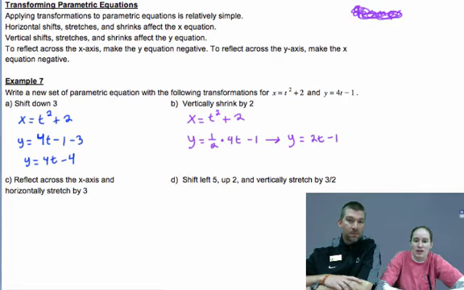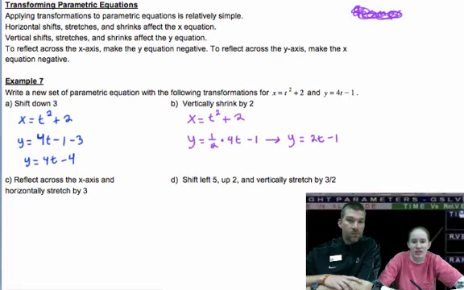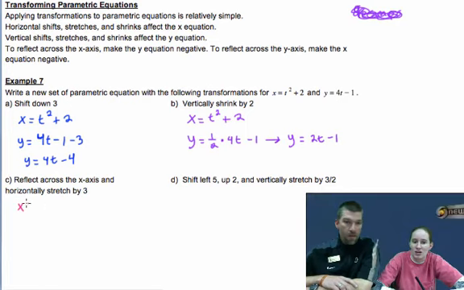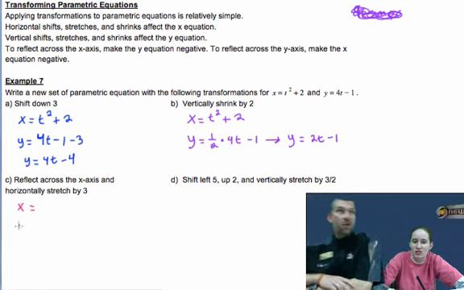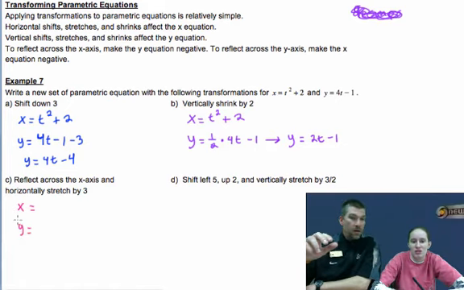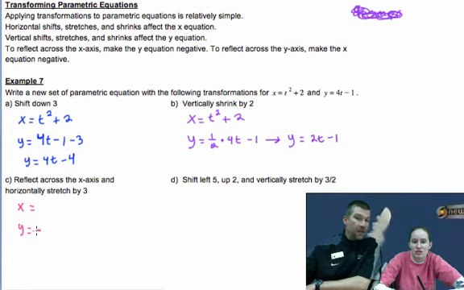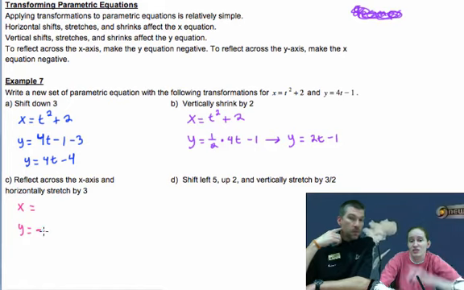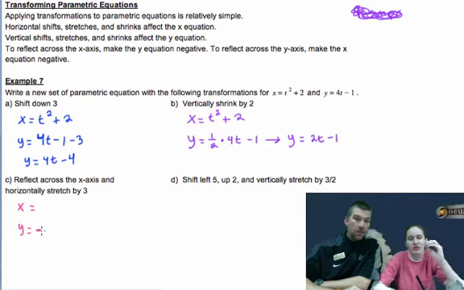Okay, so how about C? Reflect across the x-axis and horizontally stretch by 3. If we're going to reflect over the x-axis, then that's really more of a vertical situation than a left-right one. Well, actually, in this case, it does change the whole thing. I know that's weird, but if we're going to reflect, it's going to change all of our y equation.